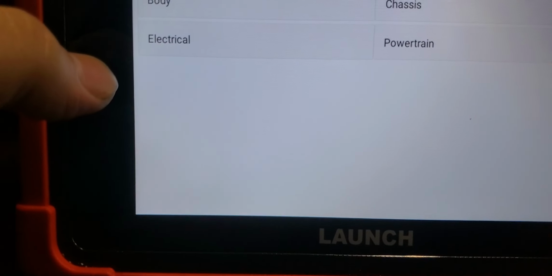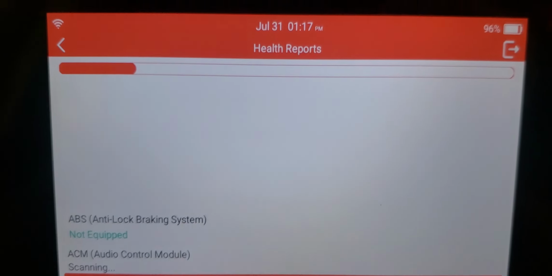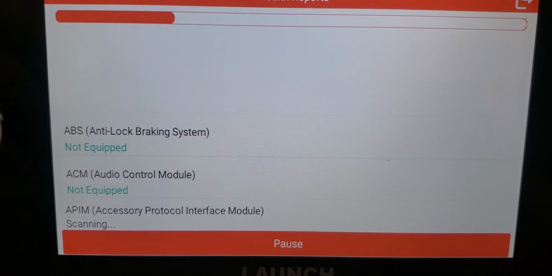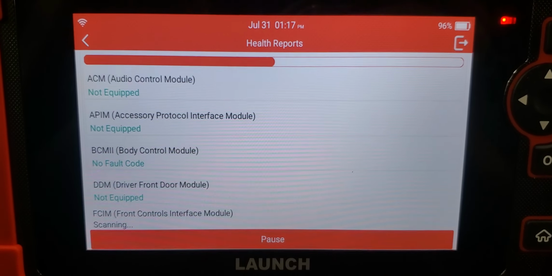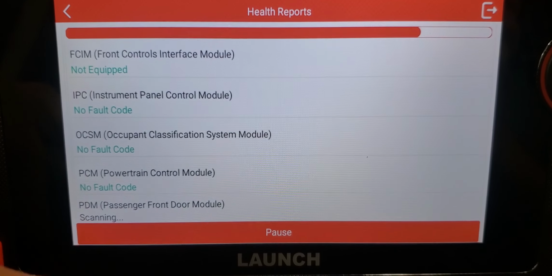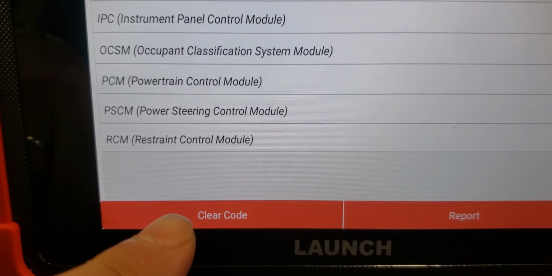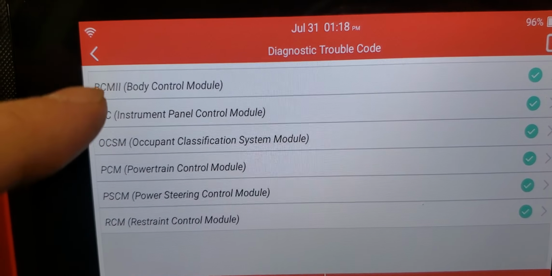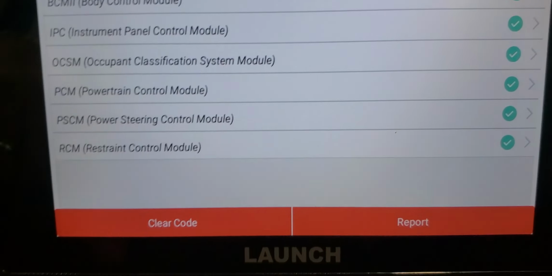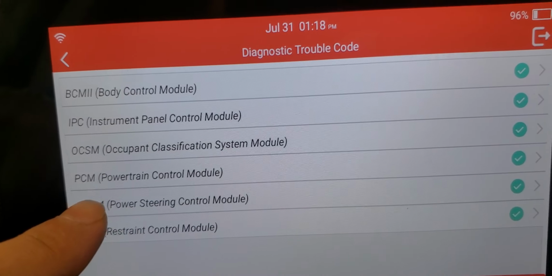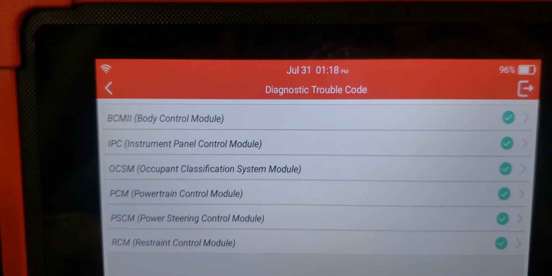So see, I got special functions, health reports. See right there, it's scanning the entire vehicle. All the modules are being scanned right now. And see, I had a bunch of faults. Okay, see, clear code. When I was clearing the codes, they would still remain. The body control module, the ABS, and others were still on. The power control module also was staying on. But after resetting the battery, that did the trick.